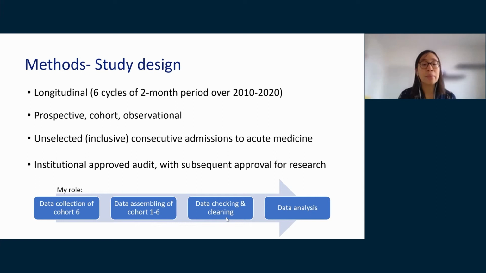Our study was conducted over 6 cycles of 2-month period during 2010 to 2020. It is a prospective cohort observational study that recruited consecutive admissions to acute medicine. My role in the research was collecting data for cycle number 6. I then assembled the data for cohort 1 up to cohort 6 and undertook data checking and cleaning, including identifying missing data and reconciling it from medical notes, and then subsequently performing the data analysis.